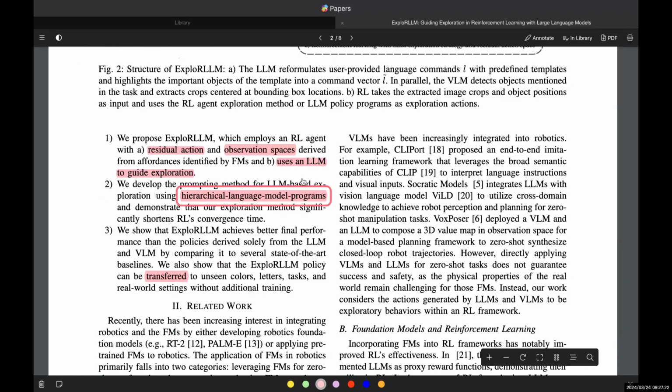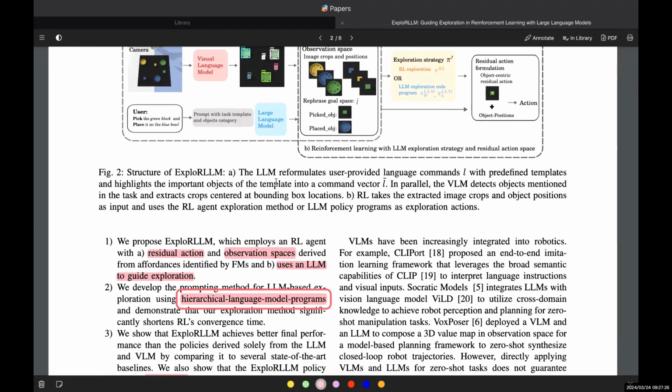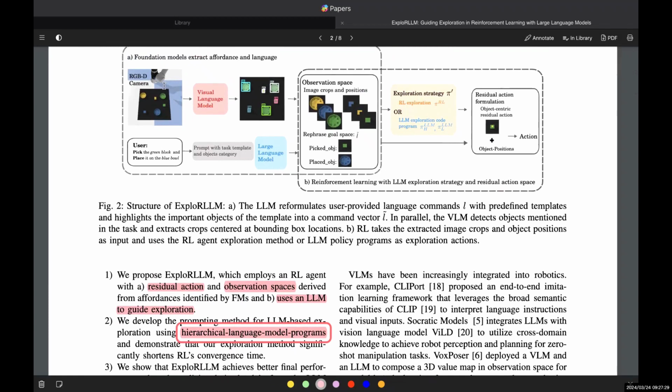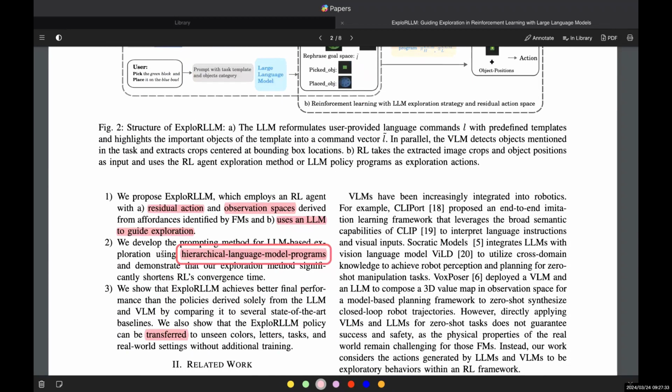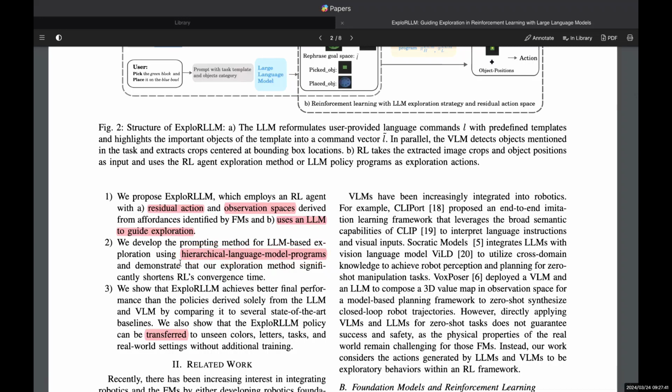In order to prompt the large language model to output more accurate actions for the grippers, they use hierarchical language model policies for the large language model and demonstrate that their exploration mechanism could significantly shorten the reinforcement learning convergence time.